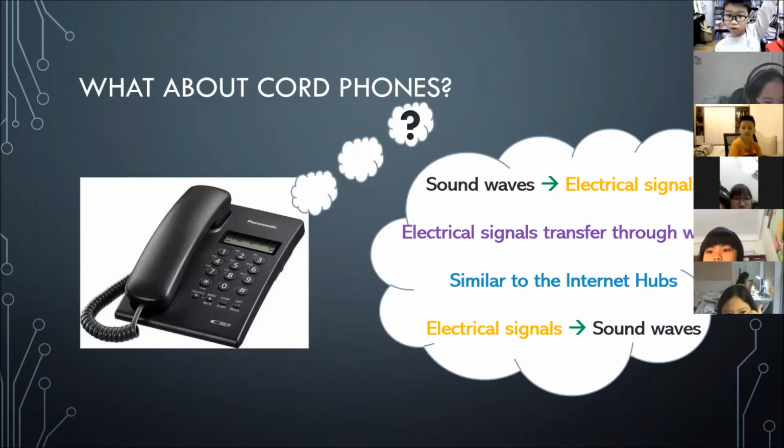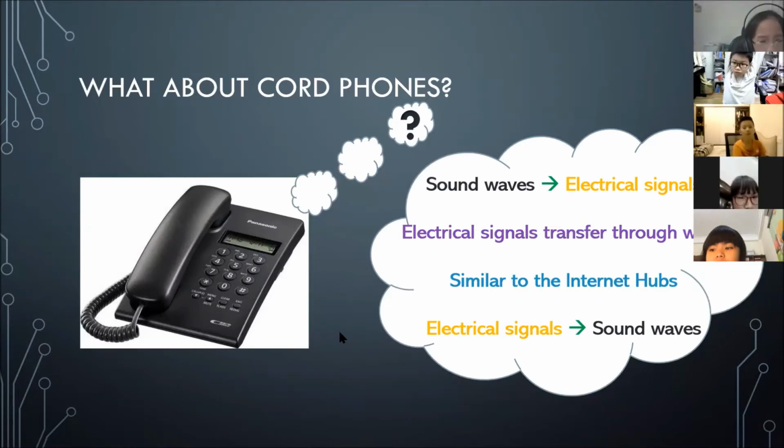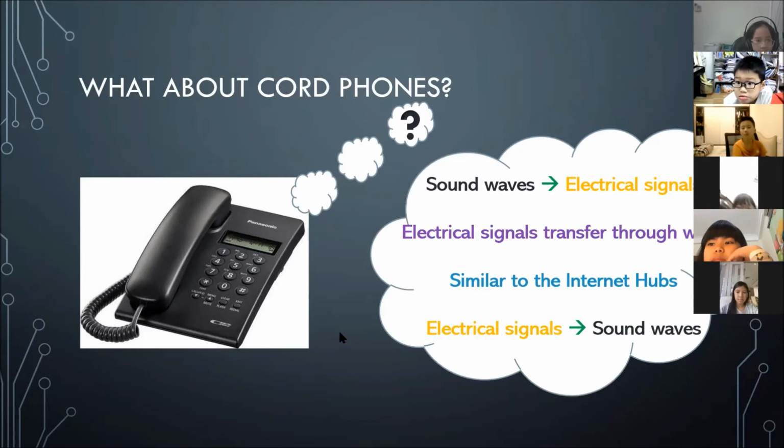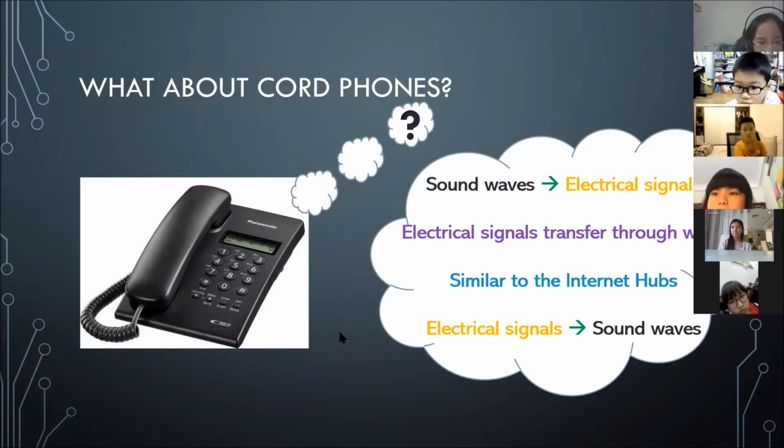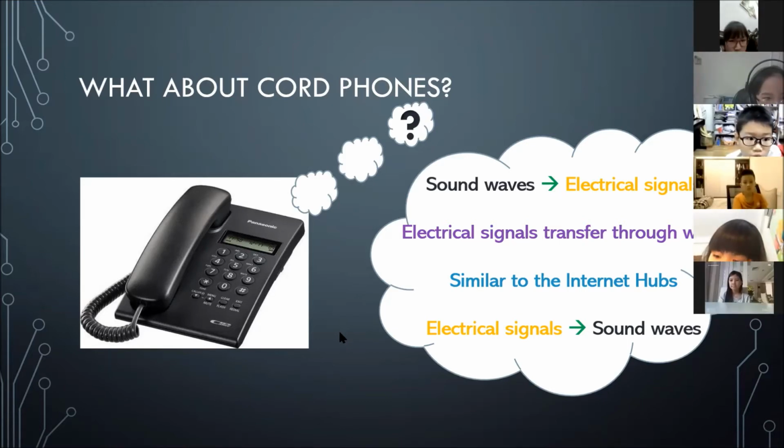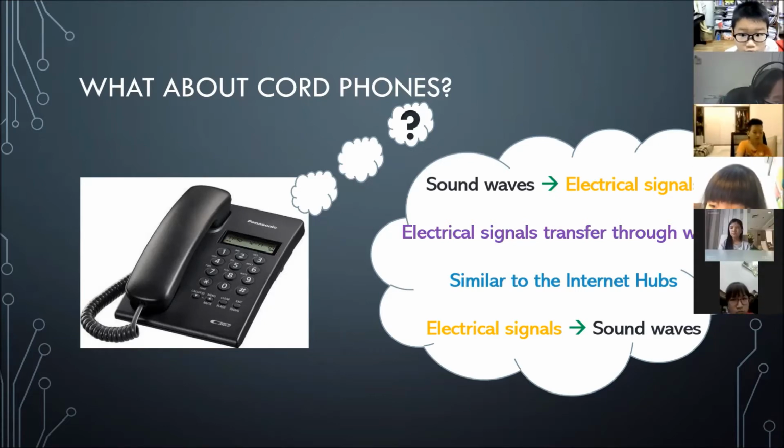So cord phones don't send information via radio waves because they've got a cord. And if it's got a cord, what kind of energy does it use, Layla? Electrical signals. Exactly. Good job. Sound waves get converted into electrical signals. And then where do those electrical signals go? Transfers through wires. Good job. That's right. Yeah, it transfers through wires. Much like the internet hubs that we learned about.